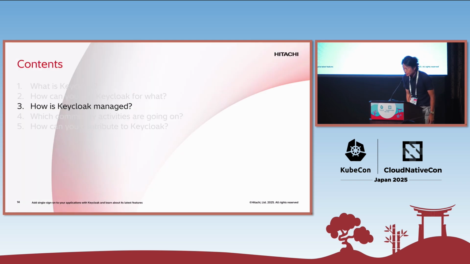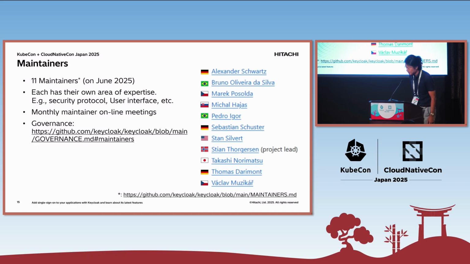Next, I'd like to briefly tell you how Keycloak is managed, of course, by maintainers. Currently, there are 11 maintainers in the world. Each maintainer has their own expertise. For example, I am in charge of security protocols, such as OIDC, OAuth 2, and so on. The Keycloak maintainers follow this governance model, which you can access on the Keycloak GitHub repository.